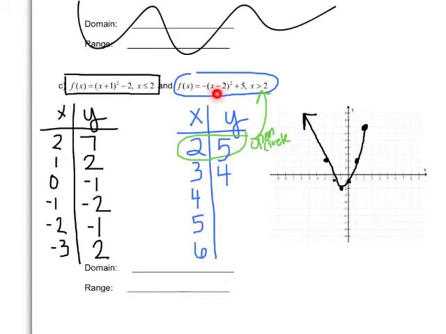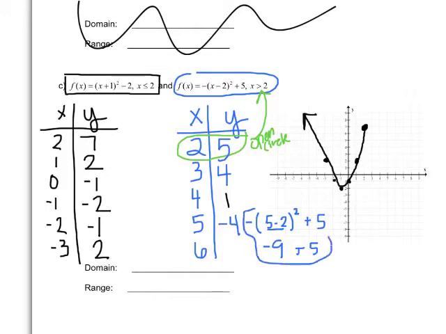Plugging in 4. 4 minus 2 is 2. 2 squared is 4. Negative 4. Plus 5 is 1. Plugging in 5. So here, let me write this one out. So I have 5 that's getting plugged in right there. So I have the negative symbol. 5 minus 2 squared plus 5. So that makes 3. 3 squared is 9. So negative 9, because of that negative symbol, plus 5 is negative 4.